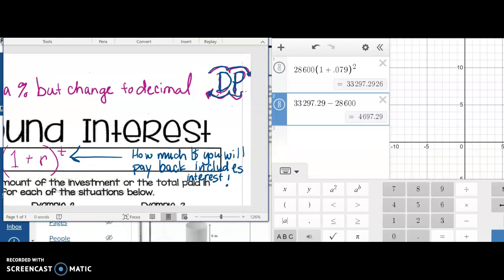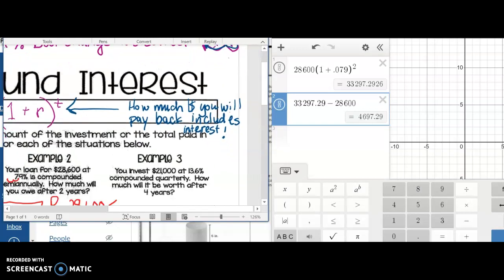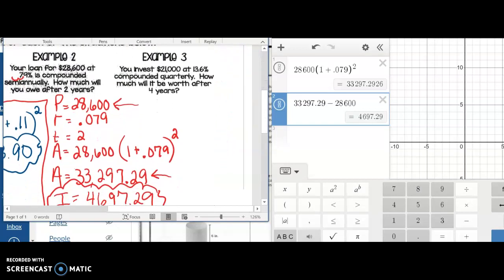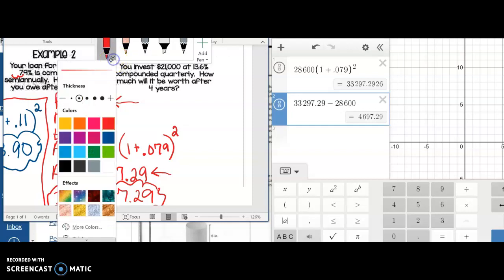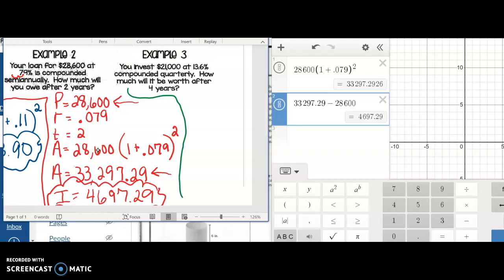Okay, third problem, and then we're going to look at a compound interest or an interest test problem. That way you can know what that looks like. So different color, green. All right. Okay, so we want to identify our principal, our rate, the amount of time.